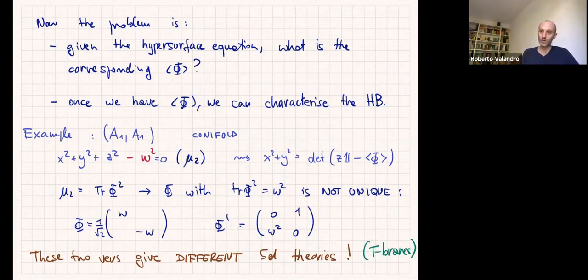Okay, so how do we proceed with the conifold, which we already saw some details of? Well, we have this equation. This is again an A1 singularity deformed by this minus w squared. Now we want a Phi that realizes this equation. So this means that it must be a Phi such that trace Phi squared is equal to w squared. This is not unique. You have these two possibilities that are inequivalent. Okay, so this is breaking to U(1). It is producing one hyper. This breaks to nothing. You have no hypers.